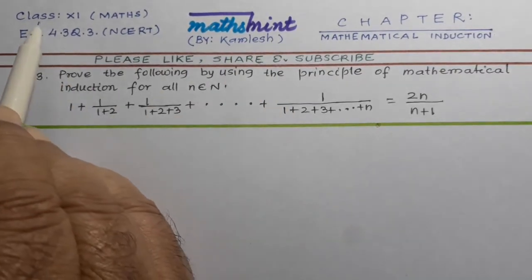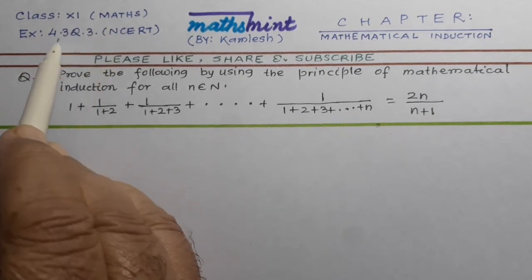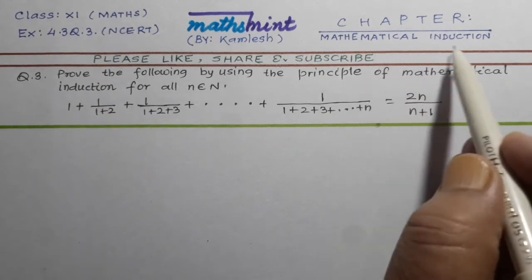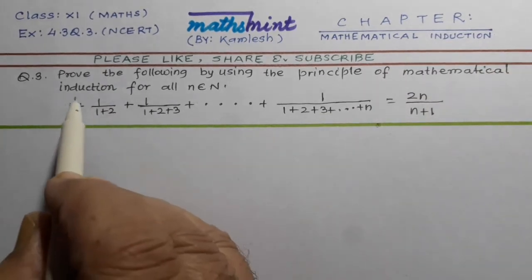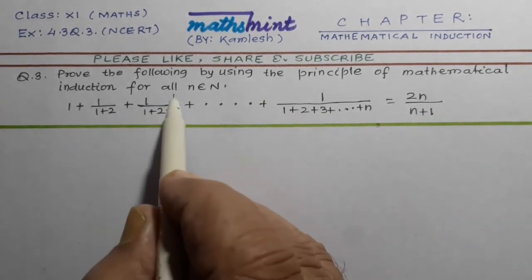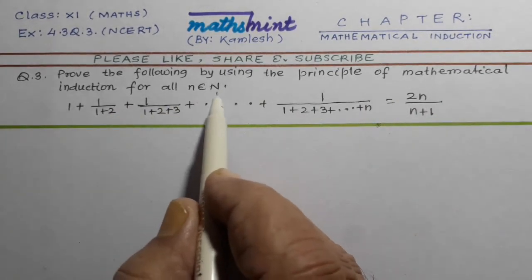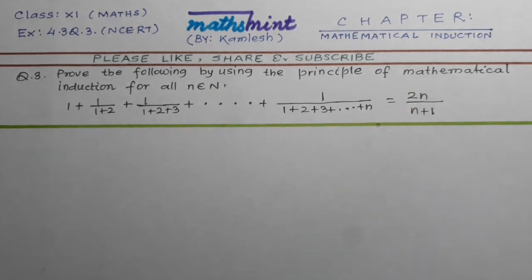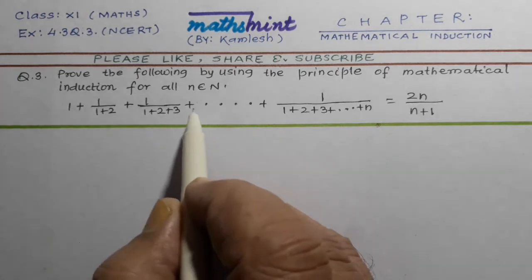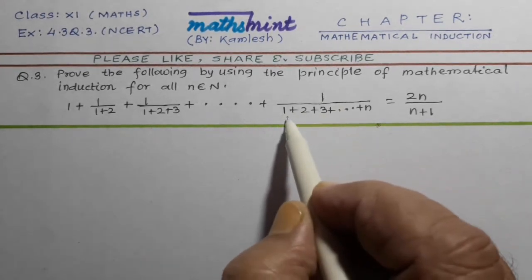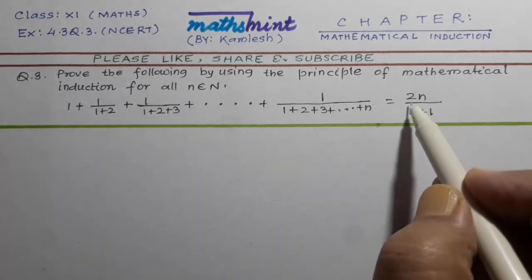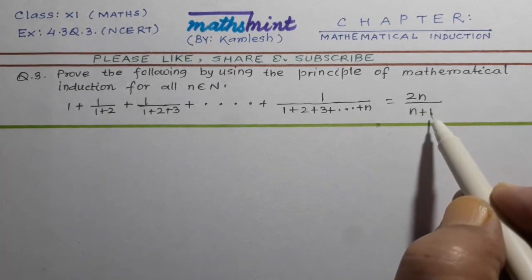It is a question for class 11 maths exercise 4.3 question number 3 from NCERT book. Chapter is mathematical induction. Question 3 is: prove the following by using the principle of mathematical induction for all n belonging to natural numbers. Question is 1 plus 1 by (1 plus 2) plus 1 by (1 plus 2 plus 3) plus dot dot plus 1 by (1 plus 2 plus 3 plus dot dot plus n) equal to 2n divided by (n plus 1).